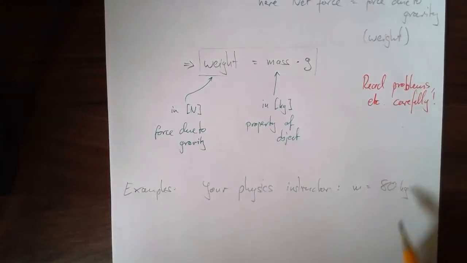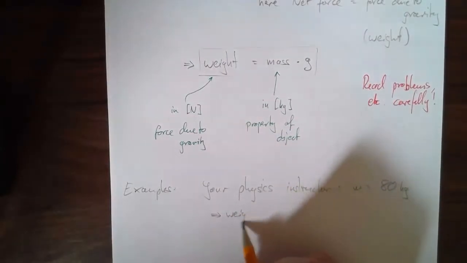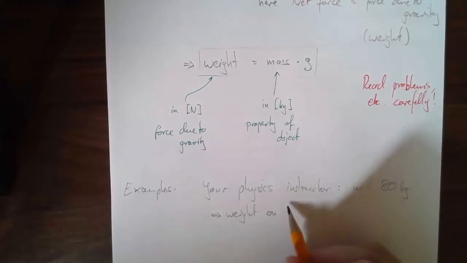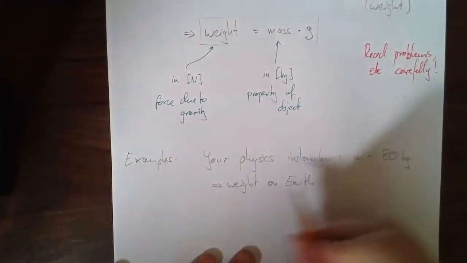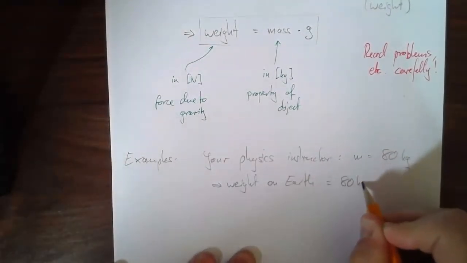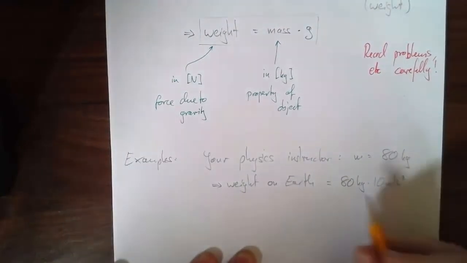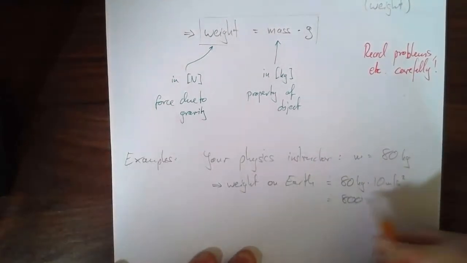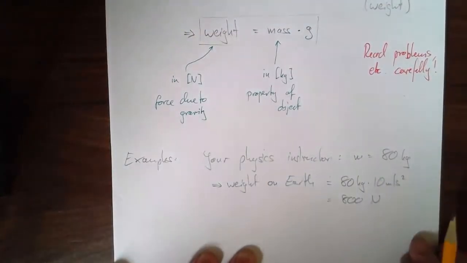So 180 pounds, if you must know. 80 kilograms. So what's my weight on Earth? On Earth, g is 9.8. I'm going to go with 10. The weight is going to be 80 kilograms times 10 meters per second squared, which comes to 800 newtons. So kilogram meters per second squared, that's 1 newton.